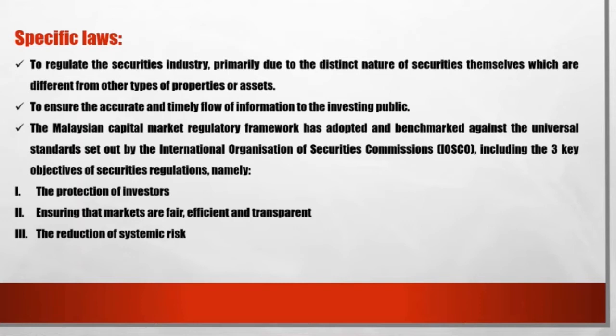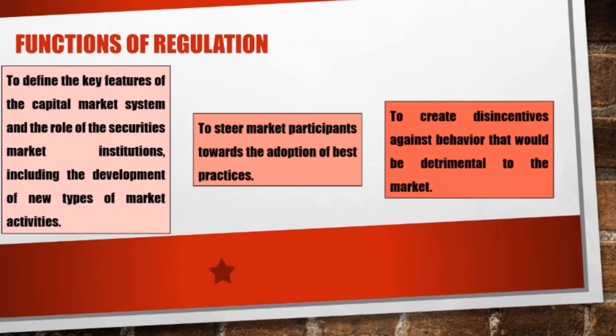The three key objectives of securities regulation are the protection of investors, ensuring that markets are fair, efficient and transparent, and the reduction of systemic risk. There are three functions of regulation, which are to define the key features of the capital market system and the role of the securities market institutions, including the development of new types of market activities, to steer market participants towards the adoption of best practices, and to create disincentives against behavior that would be detrimental to the market.